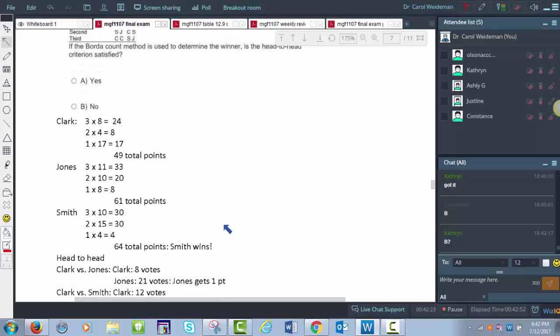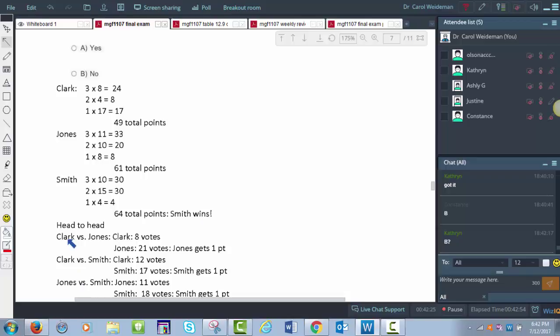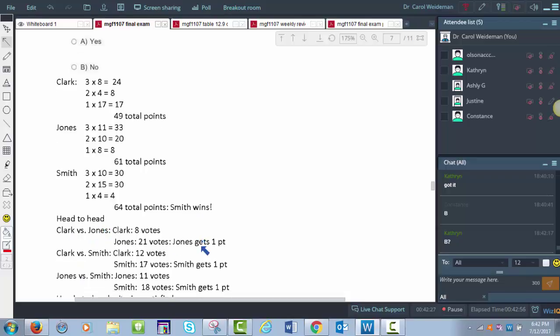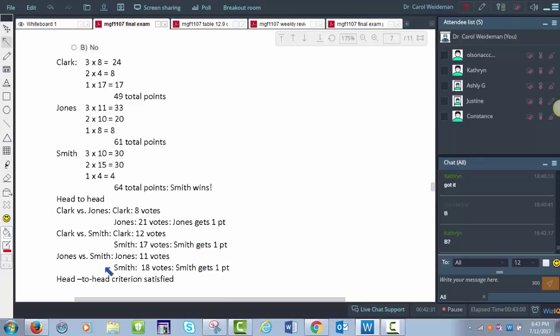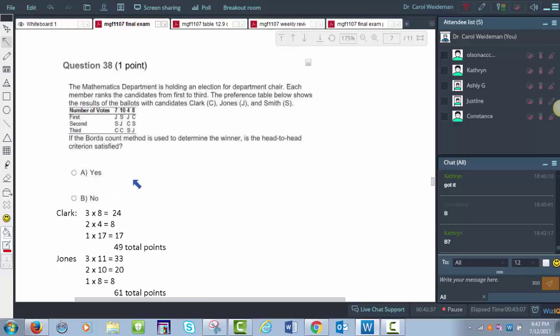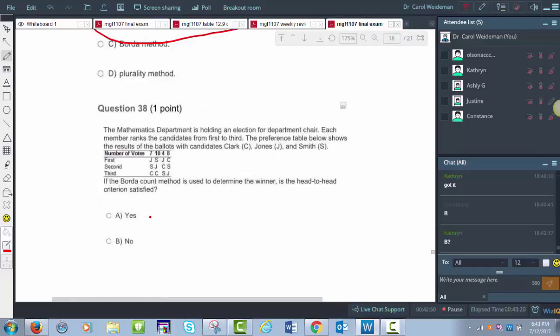Head to head, we have to compare 1 by 1 here. So Clark versus Jones, Jones got a point. Clark versus Smith, Smith got a point. And Jones versus Smith, Smith got a point. So Smith won head to head. So this Borda count method also satisfies the head-to-head criterion. Yes. It doesn't always. Remember on the Borda count, that was one of the questions on the discussion last week. So that one's a yes.